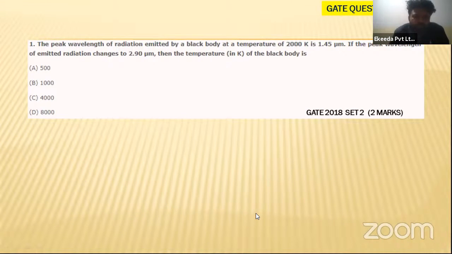This question was asked for 2 marks in GATE, and it is a very simple question. If somebody in the class wants to answer this question, here I am reading the question.